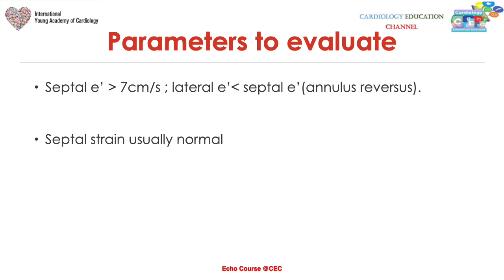With the use of tissue Doppler, you can see that the septal E prime is more than 7 cm per second, and the lateral is usually less than the septal, which is defined as annulus reversus, which is a very important and specific sign for constrictive pericarditis. Also, the strain of the left ventricle is usually normal.